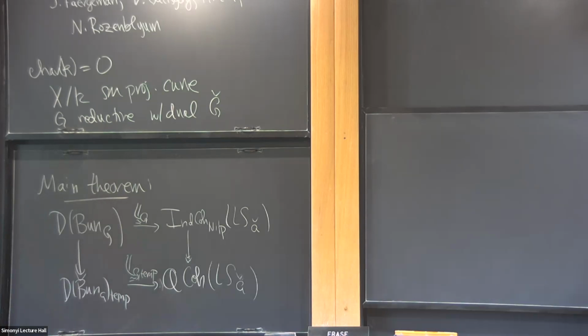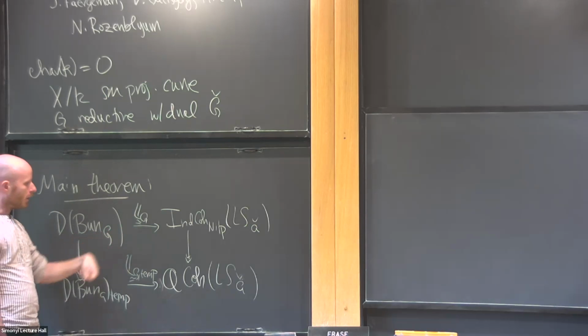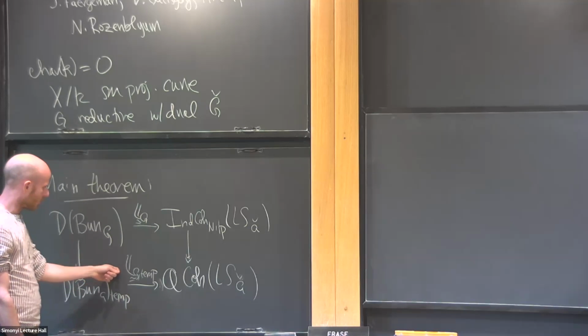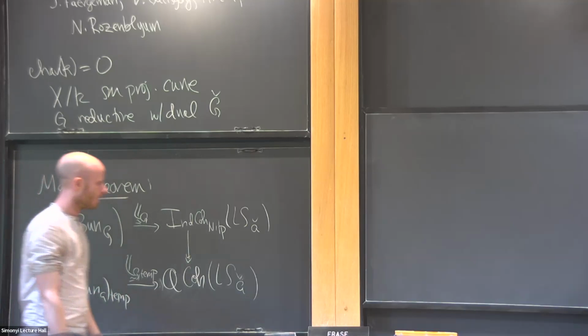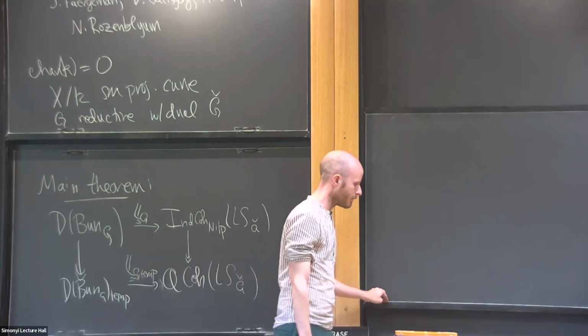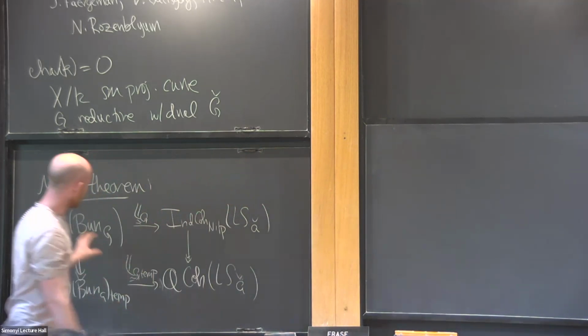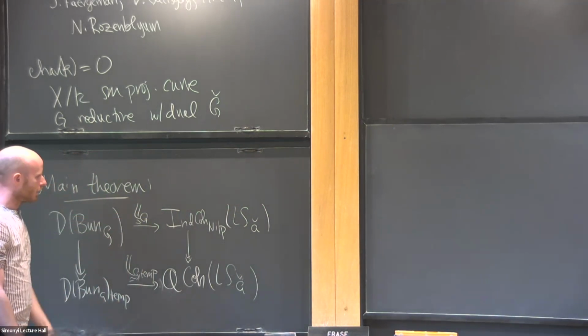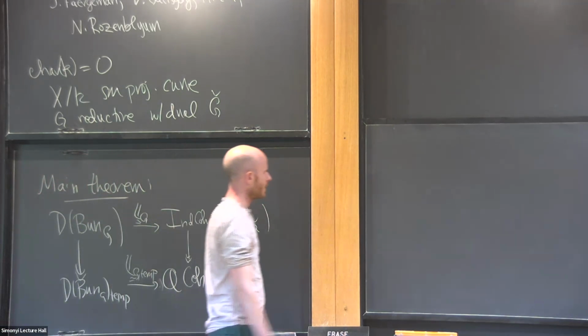When you say they have categories, are they bounded or unbounded? That's a great question. So this functor has infinite amplitude. This functor actually has finite amplitude, and so I do mean the unbounded derived category, and it's kind of essential in some sense.